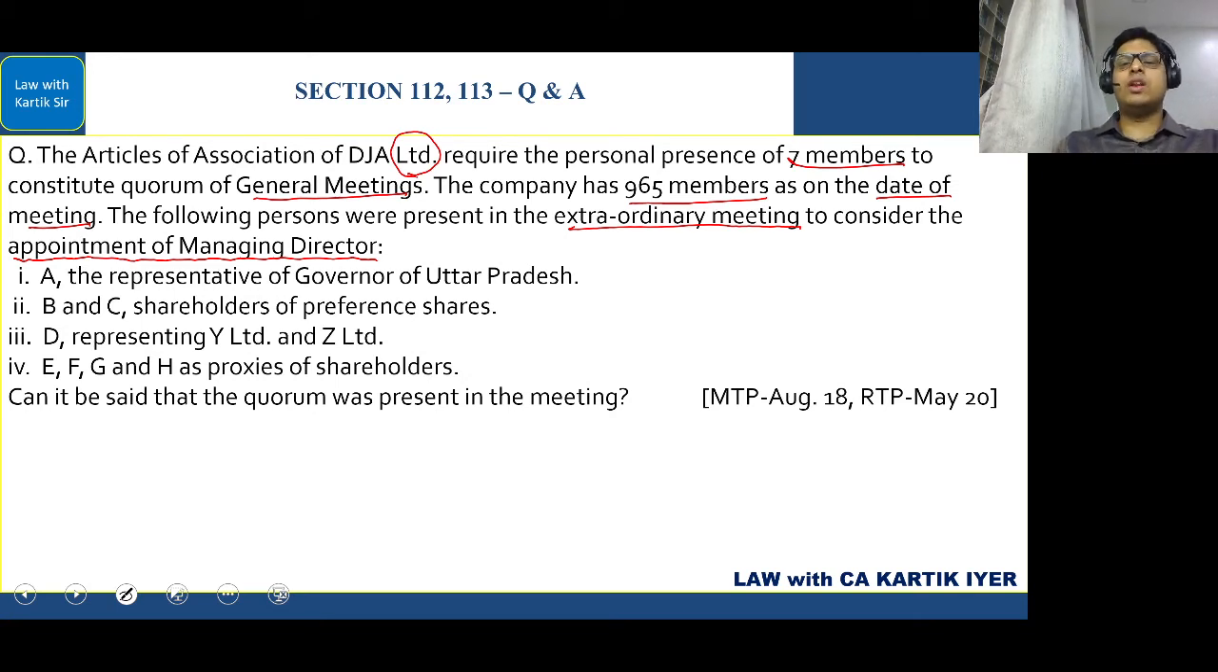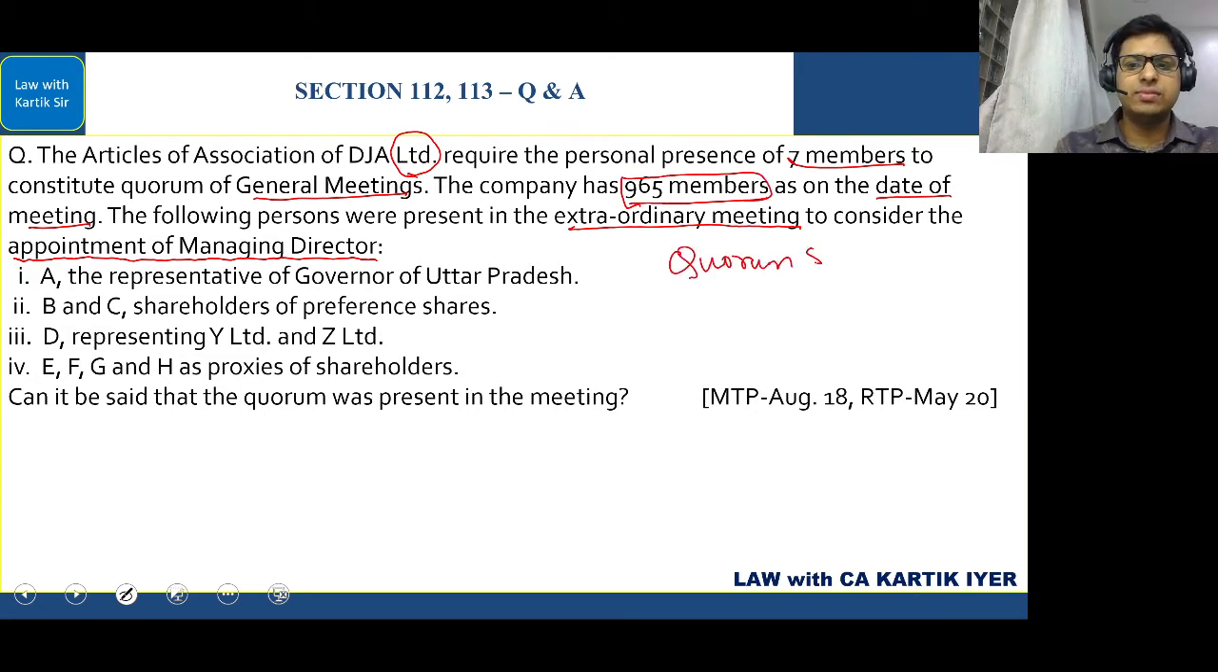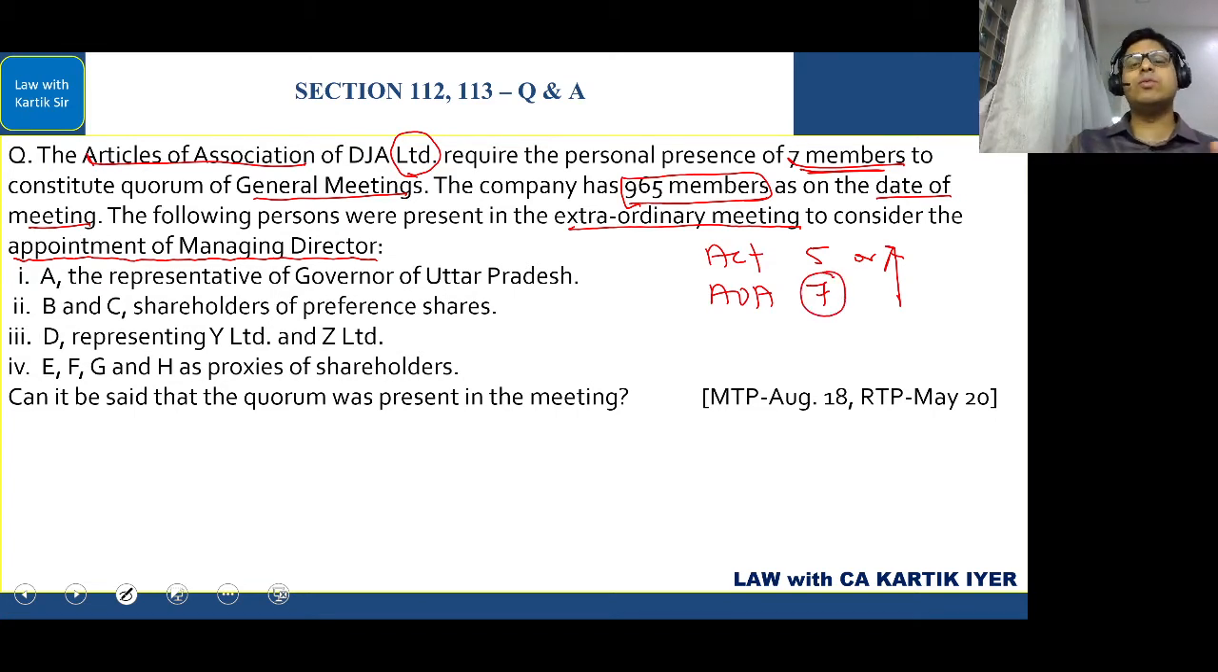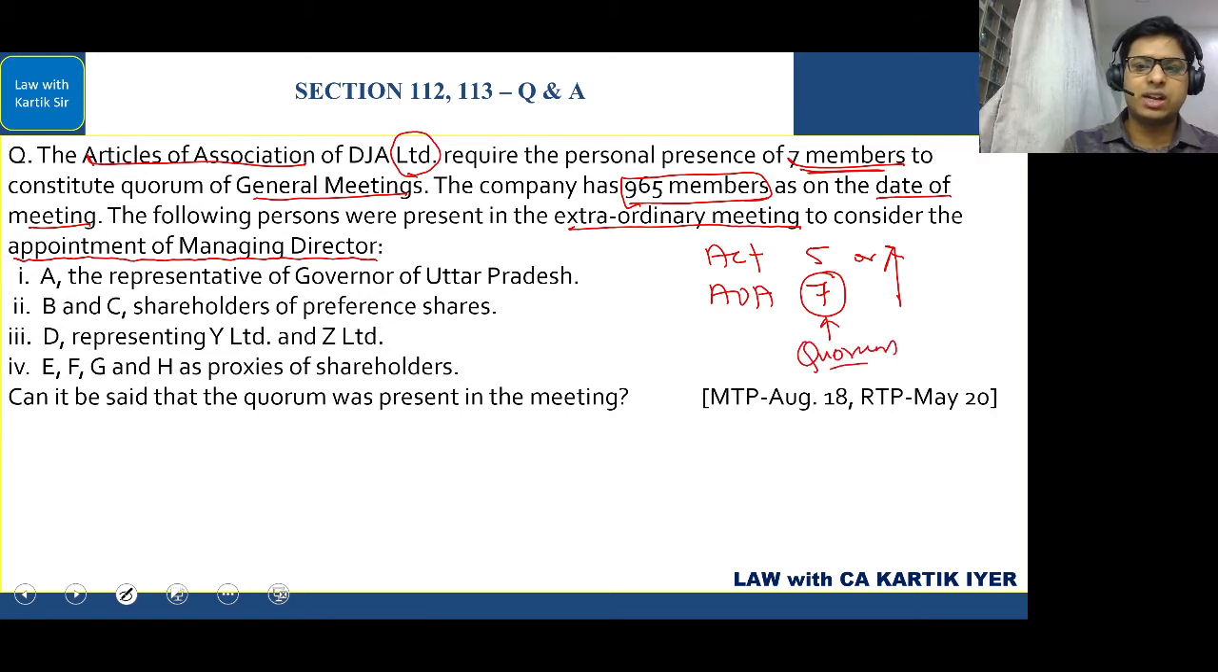It's a public company. When a public company is there, if up to 1000 members are there, in this case 965 members are there, the quorum is how much? Quorum is 5. Remember always, if they have given separately in the question that Articles of Association specify some number, so AOA gives how much? Quorum as per the Act is 5, but if the AOA prescribes a higher number, then we have to take 5 or 7, whichever is higher. So in this case, 7 will be the quorum for the company. So you need 7 members to attend the company's meeting.